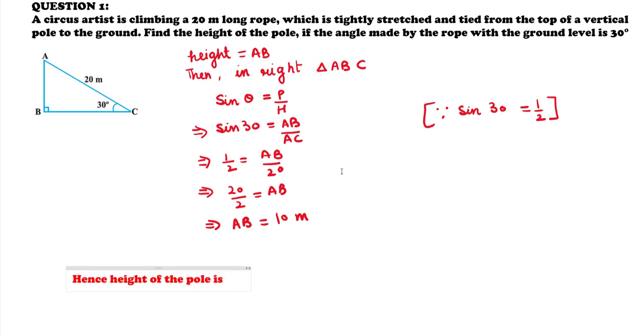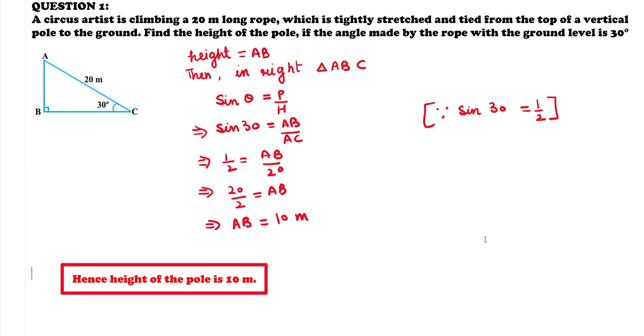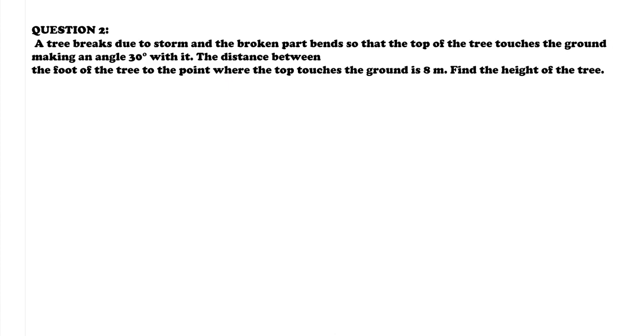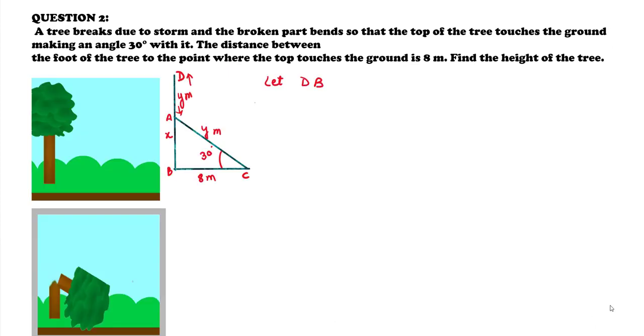And how did we decide that we'll be taking sine theta only? Because we know that the hypotenuse is given and the perpendicular is asked. So in which formula do we have both the values, perpendicular and hypotenuse? It is sine theta.